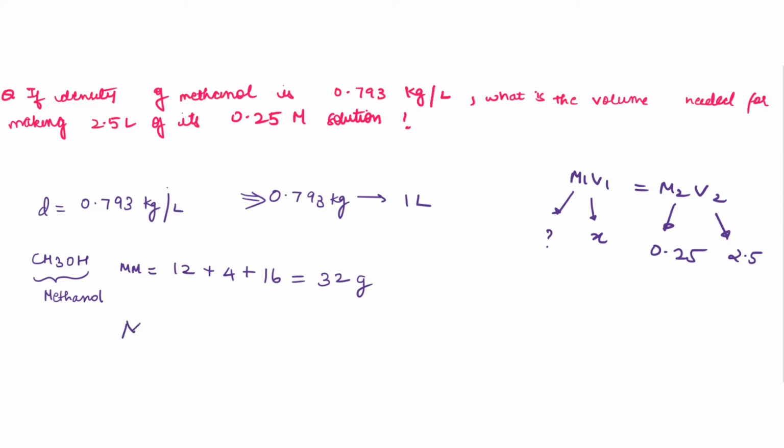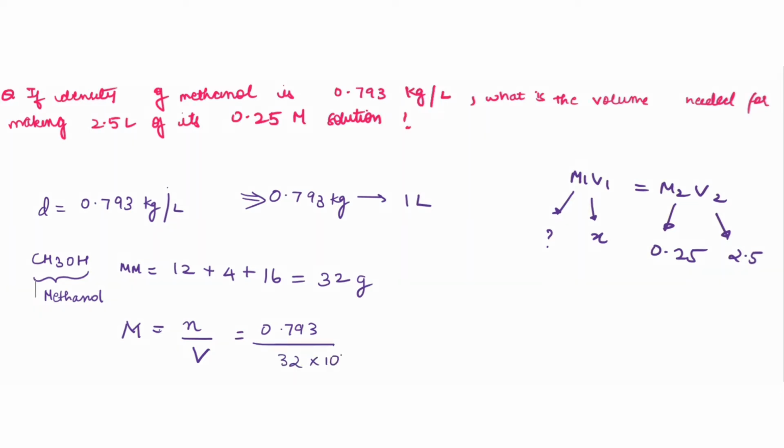So what's the formula of molarity? n by V. The number of moles is given mass by molecular mass. So 0.793 is the given mass, because we are considering the volume as 1 liter. From density we know 0.793 kg is present in 1 liter. So 0.793 is the given mass by 32, the molar mass, but in grams. So be very careful with the units. This is where units play a major role.